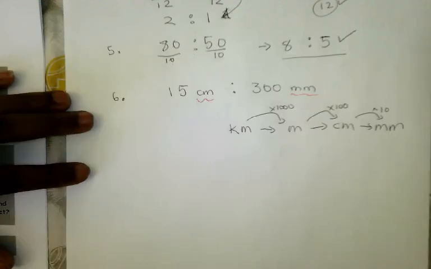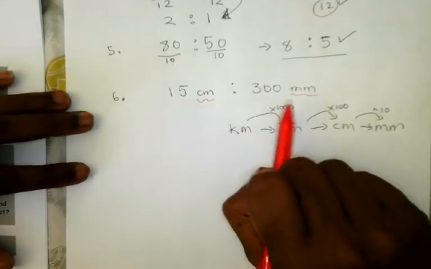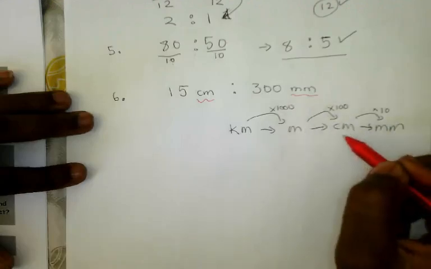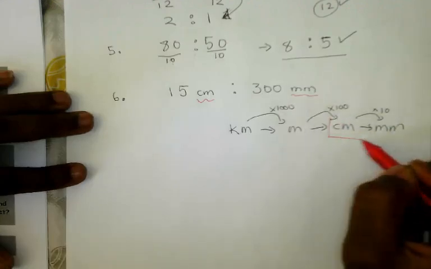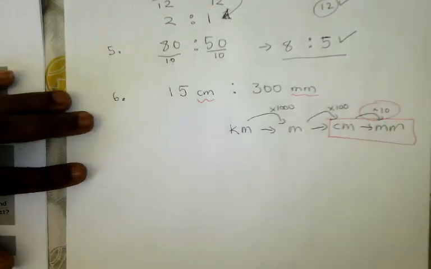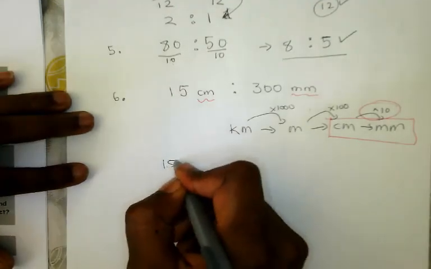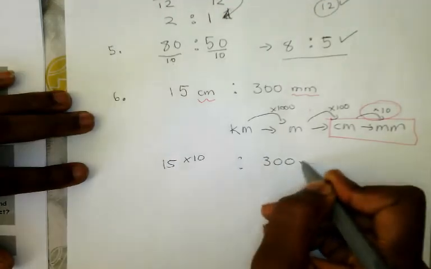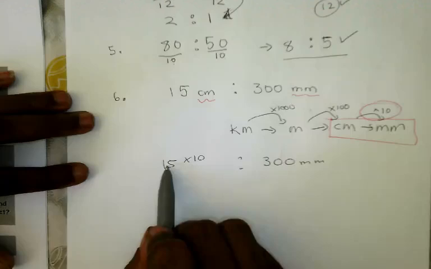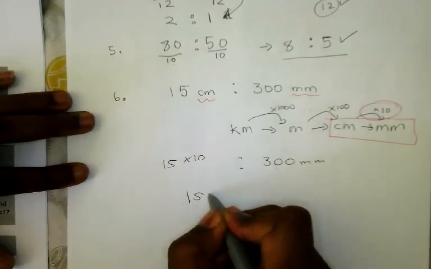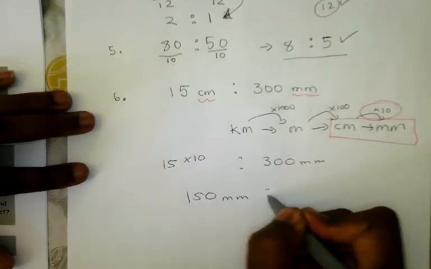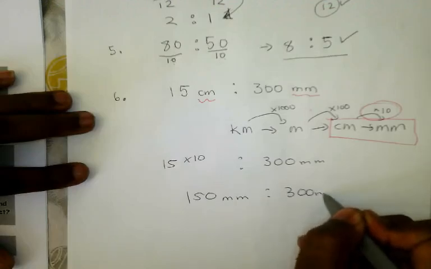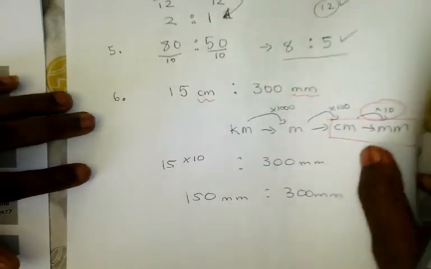So I want to change this one to be millimeters. So what is the conversion? From centimeters to millimeters, we multiply by 10. So I'm going to multiply 150 by 10 to get 1500 millimeters. How much will that be, everyone? 150 millimeters. Is it fine now? Yes.